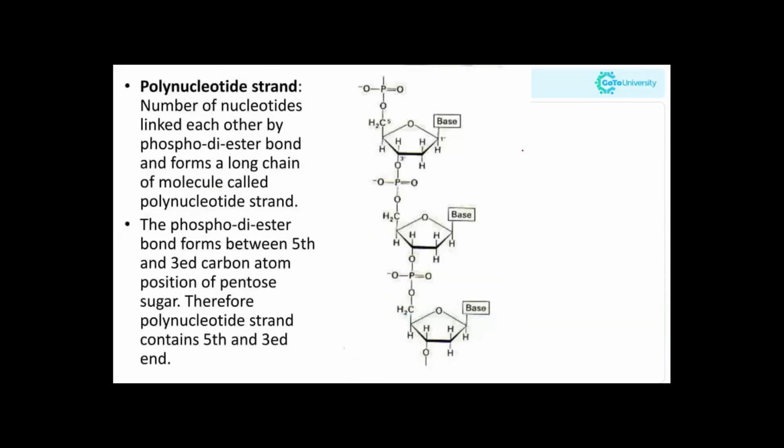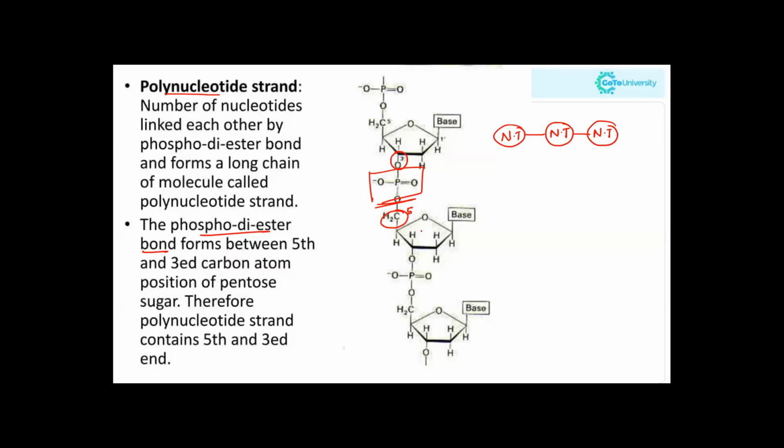Now, as I mentioned, DNA is a polymer, a polynucleotide strand. That means many nucleotides are connected together to form a DNA molecule. Now, what is the bond that connects the nucleotides? It is a phosphodiester bond between the fifth and third carbon atom positions of the pentose sugar. The third carbon of a sugar molecule is connected to a phosphate group here, and this phosphate is connected to the fifth carbon of the pentose sugar.